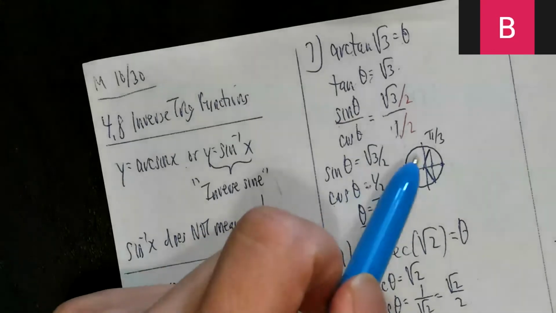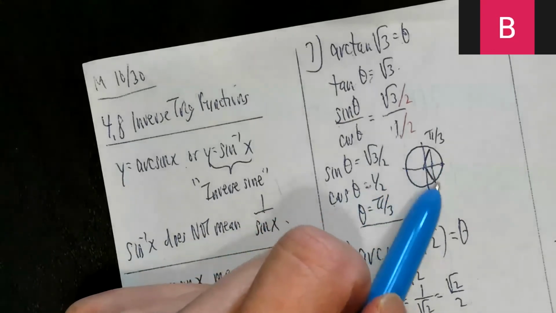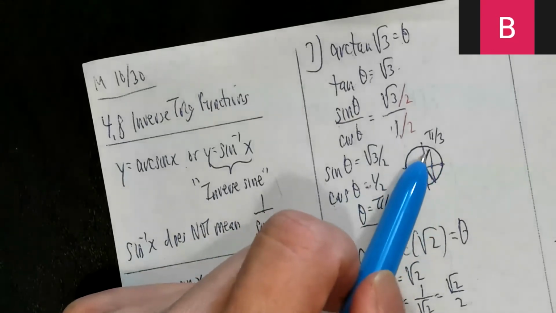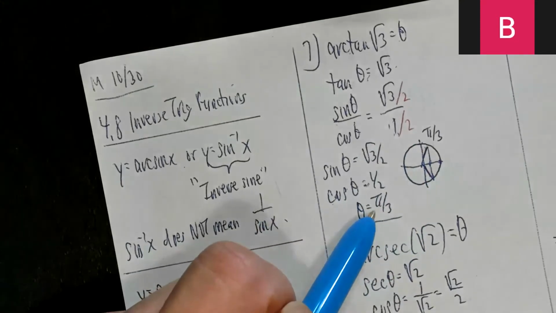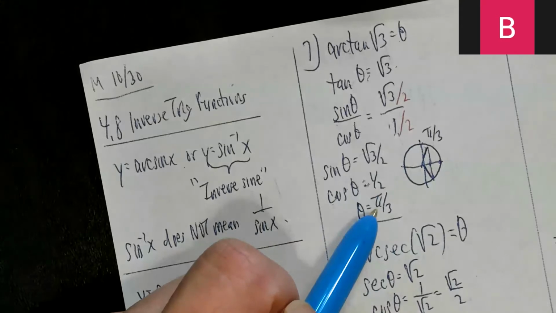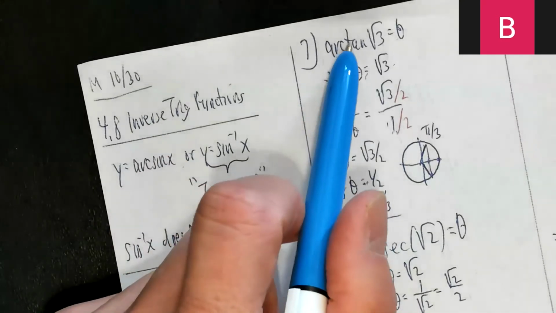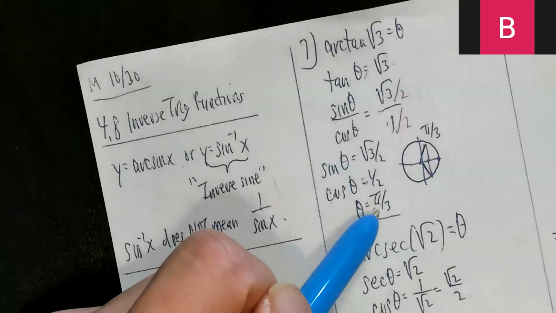Okay, we're probably more comfortable with a half. Cosine theta, x coordinate, is a half, so I go halfway across the circle, draw that angle and this angle, but we only want the first quadrant angle. It looks like pi over 3. So theta is pi over 3. So final answer to arctangent of radical 3 is pi over 3.